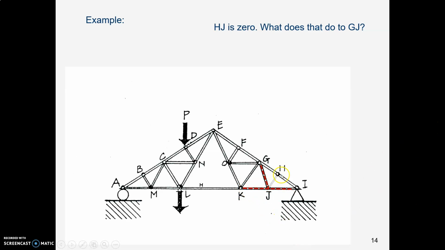Well, if this other guy is 0 now, at joint J you have 3 forces in that joint. 2 of them are in a straight line. The third one must be 0. Yay! So that one is 0 also. Okay, so I whited that one out.